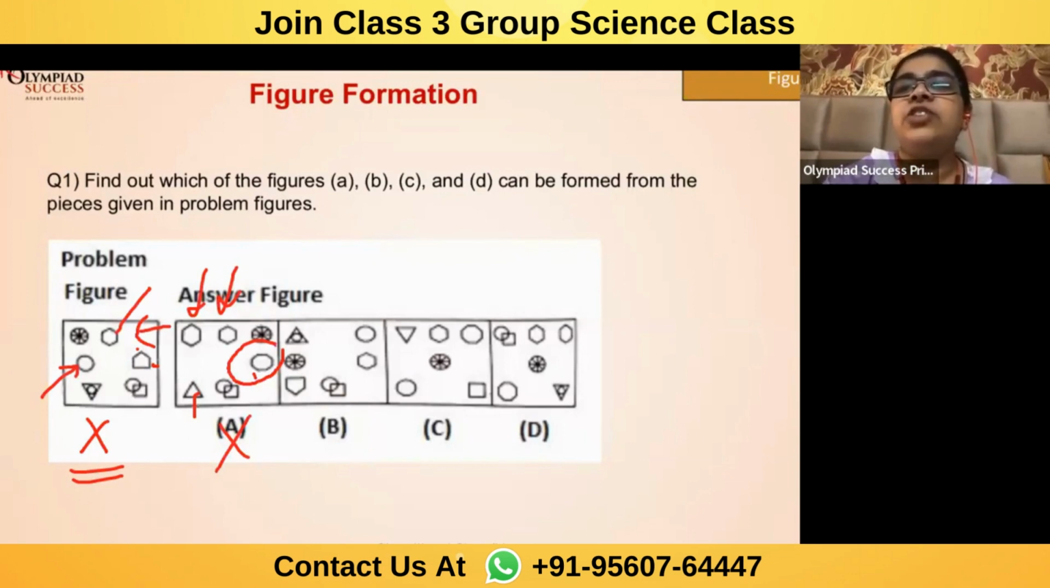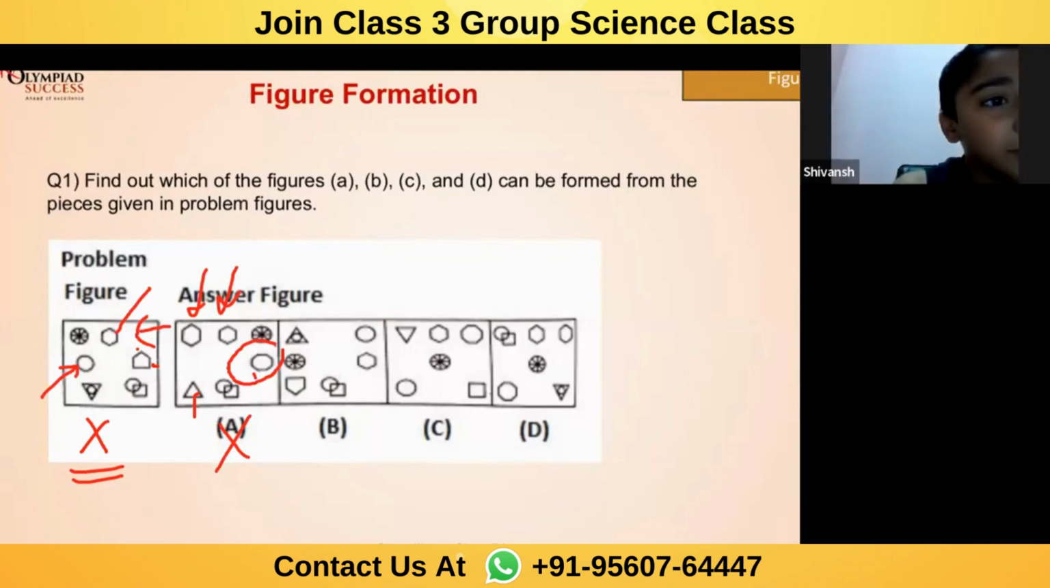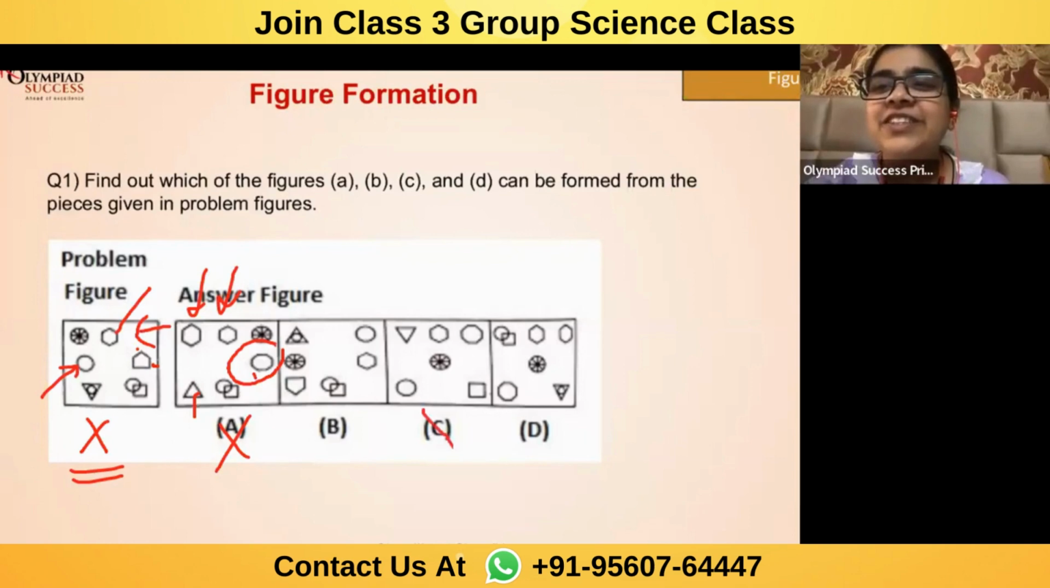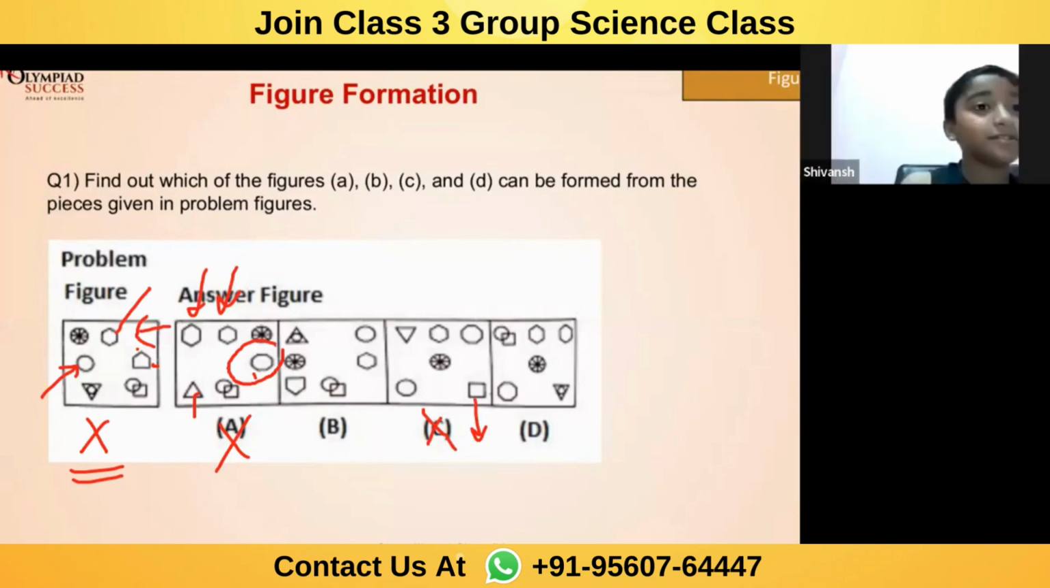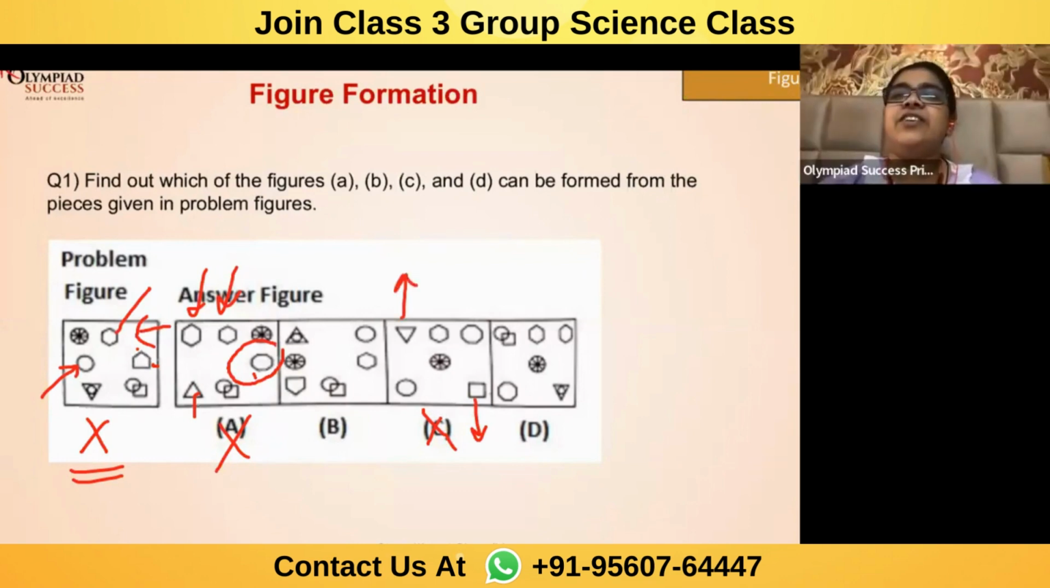Now we'll move to Shivansh. Shivansh, you tell me, why is option C wrong? Ma'am, option C is wrong because in the problem figure there is no square. Wow, what a nice observation. There is no square. Very good. And one more reason, Shivansh? Ma'am, and there is no circle under the triangle. Inside the triangle. Good, good, Shivansh.